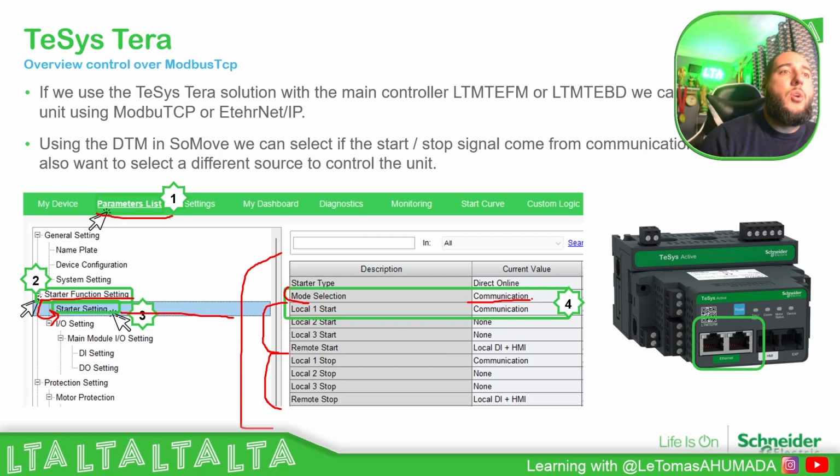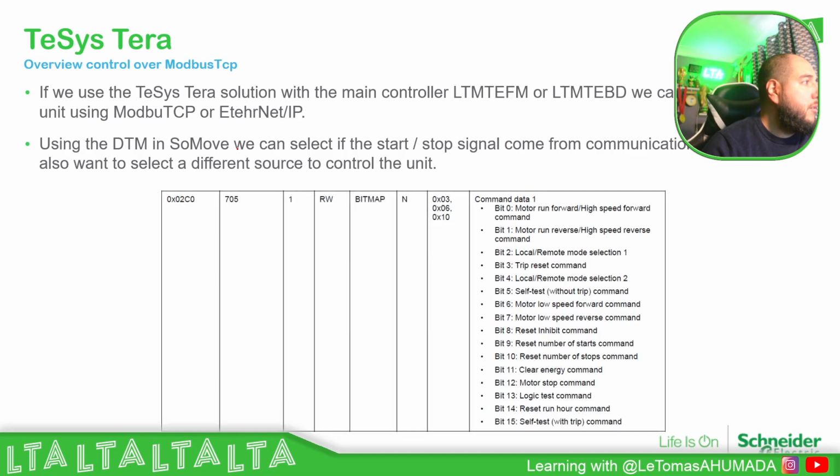In order to do this basic control, there is further information in the user guide for the communication on Ethernet. What we need is to access this memory register, 705. In 705 we basically have the basic things in order to control the unit: forward, reverse, reset trip, and also the mode selection.